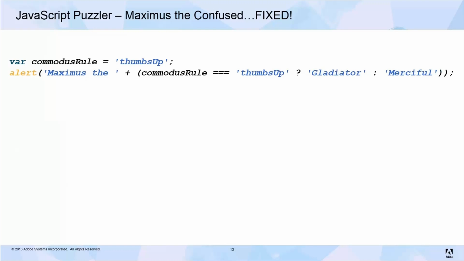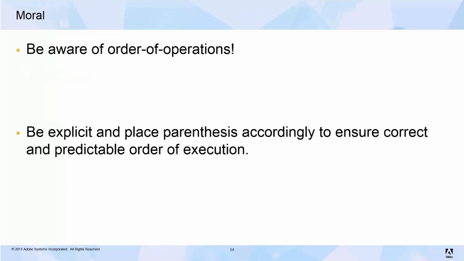That's it. So the moral of the story: be aware of your order of operations. They matter. Be explicit. Place parentheses. There's nothing wrong with placing too many. Correctness is obviously more important than readability. So that's the first puzzler.